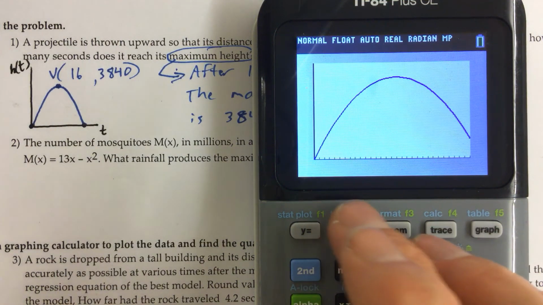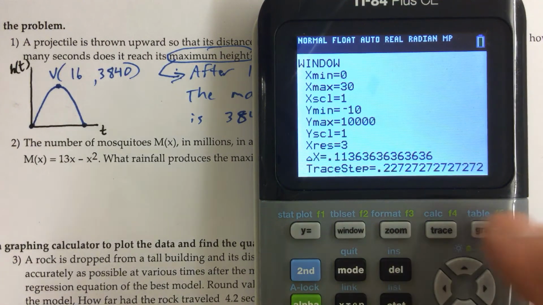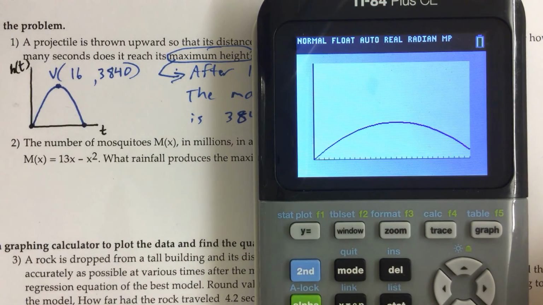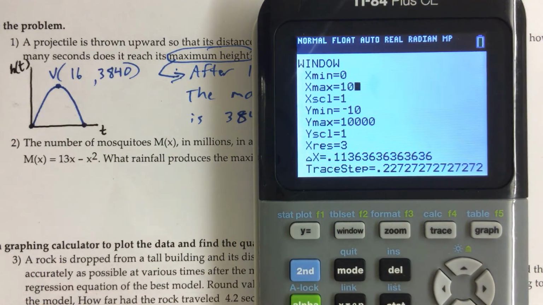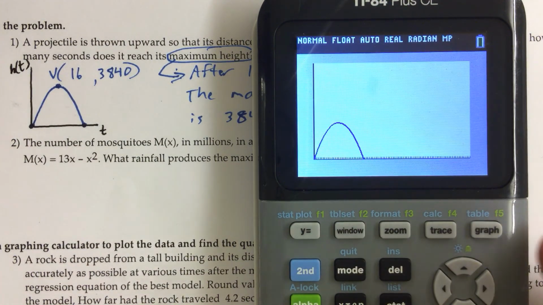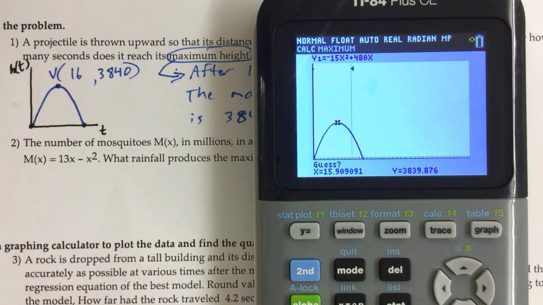And there. If you had guessed 10,000, it's not the end of the world, because you can still find a vertex at that. And if you had guessed x equals 100, again, not the end of the world. You could still calculate the maximum, left bound 1, right bound, let's say 25, and then guess back there, and you still get 16, 3,840.